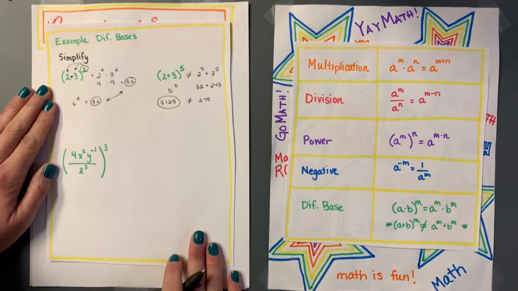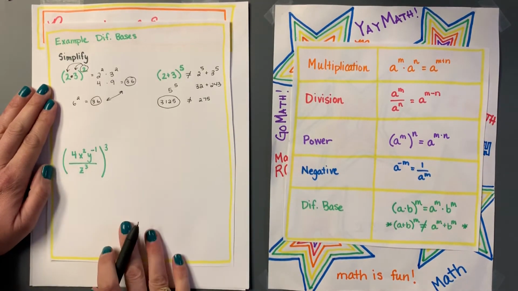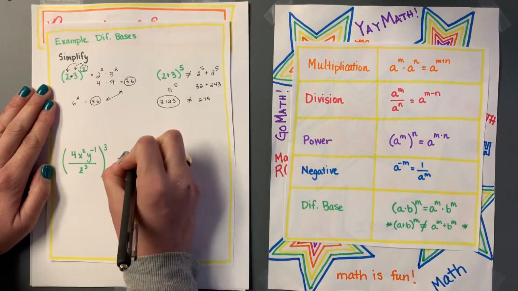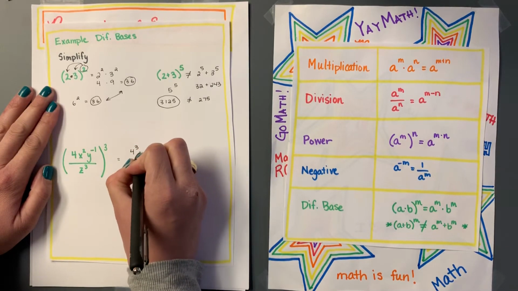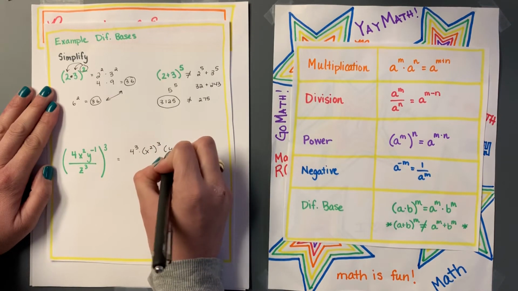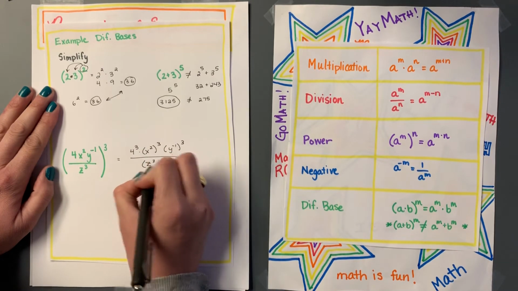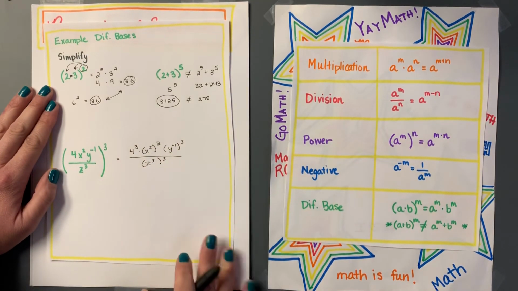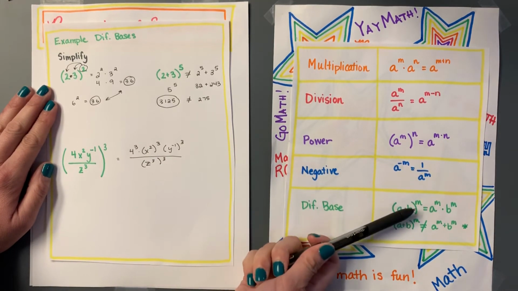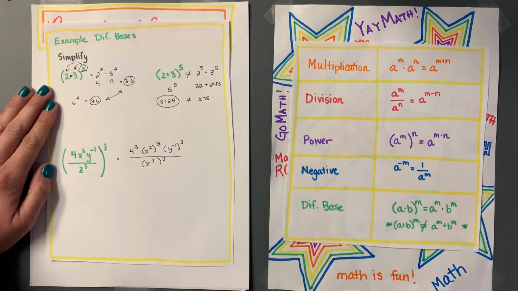Moving on to this example, let's take this 3 and we get to distribute this into all of the terms in there. So that's what I want to do first. So this is going to become 4 cubed times x squared cubed times y to the negative 1 cubed divided by z cubed cubed. Now I've dealt with this different base. I've distributed the exponent in. Now I need to work with this power rule.